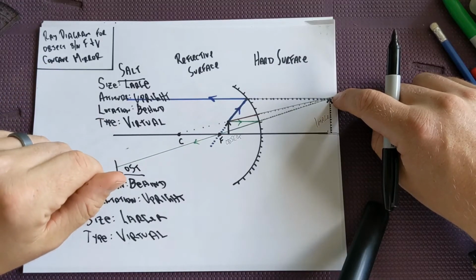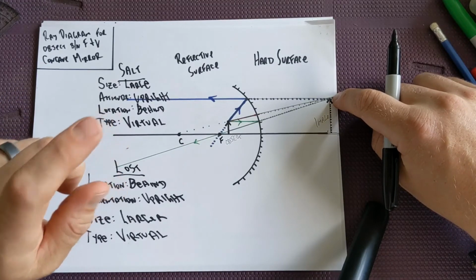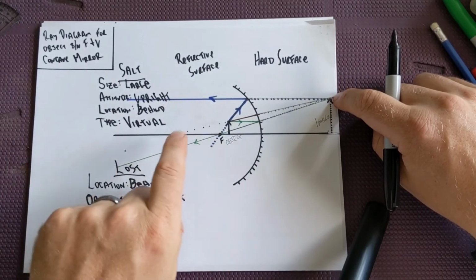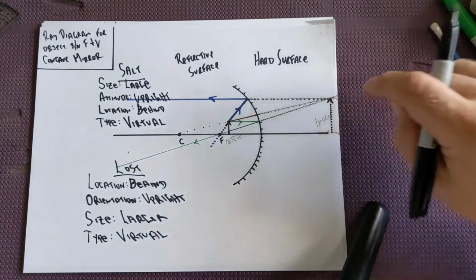Next, we're going to have a video about the image in a ray diagram for an object between the focal point and the center of curvature for concave mirrors.